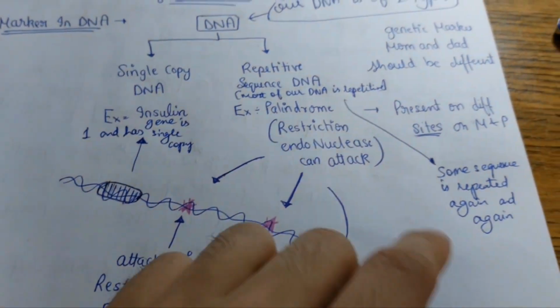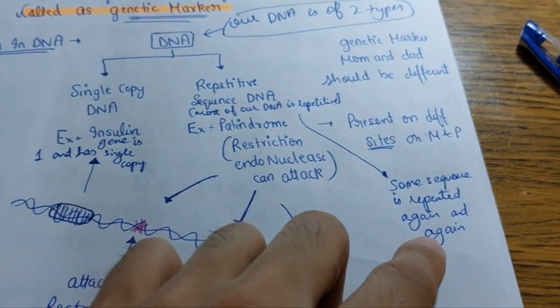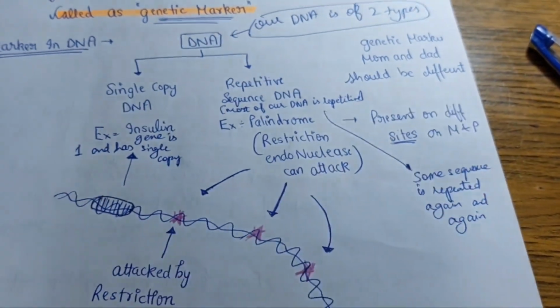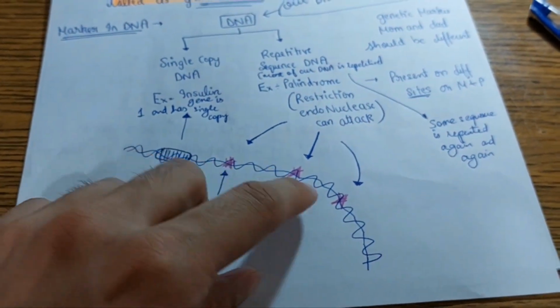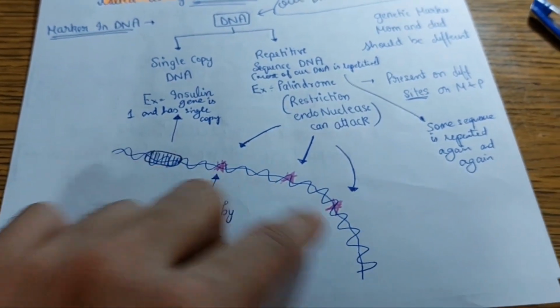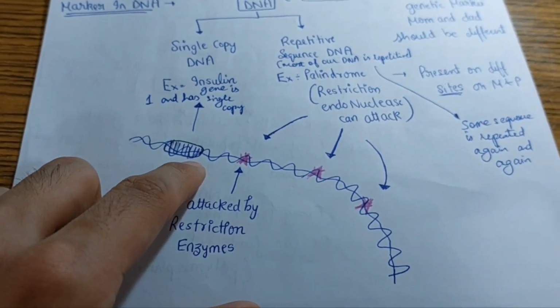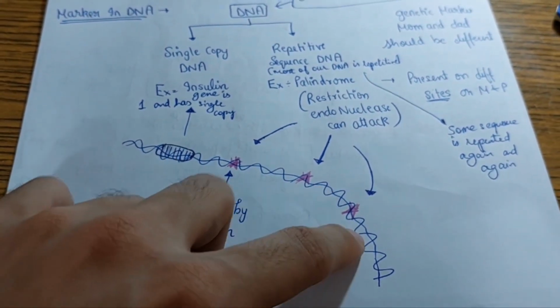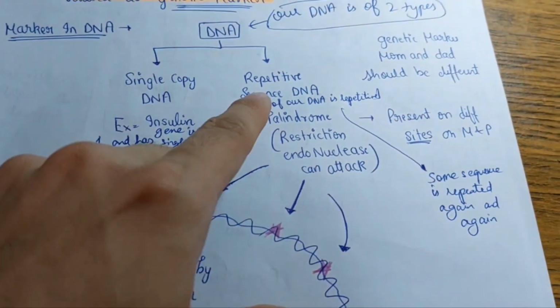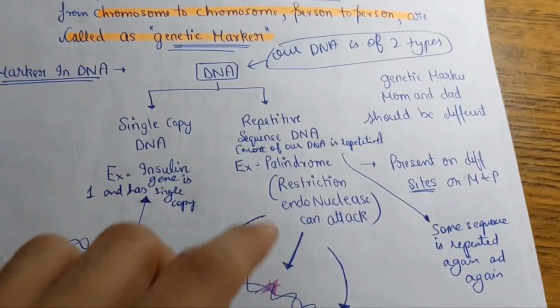This means that repetitive sequence DNA means some sequence of DNA which is being repeated again and again. So for example, here we can see, we can represent it as purple. If this is a DNA sequence, in that this is our single copy DNA insulin gene, and this is our repetitive sequence DNA. One such example of repeated sequence DNA is called a palindrome.